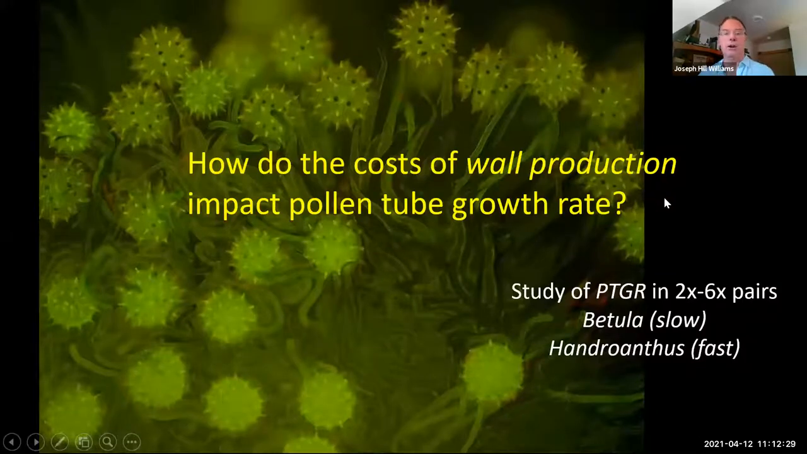So how do the costs of wall production impact pollen tube growth rate? This is where Paolo Oliveira and I did this nice study. We both had systems where we had diploid and hexaploid close relatives. So we already had the material, so we thought we'd look at that a few years back. And the nice thing is that Betula has really slow pollen tube growth rates and Handroanthus in Brazil has very fast pollen tube growth rates. So we could look at the costs of wall production and how those impact pollen tube growth rate.